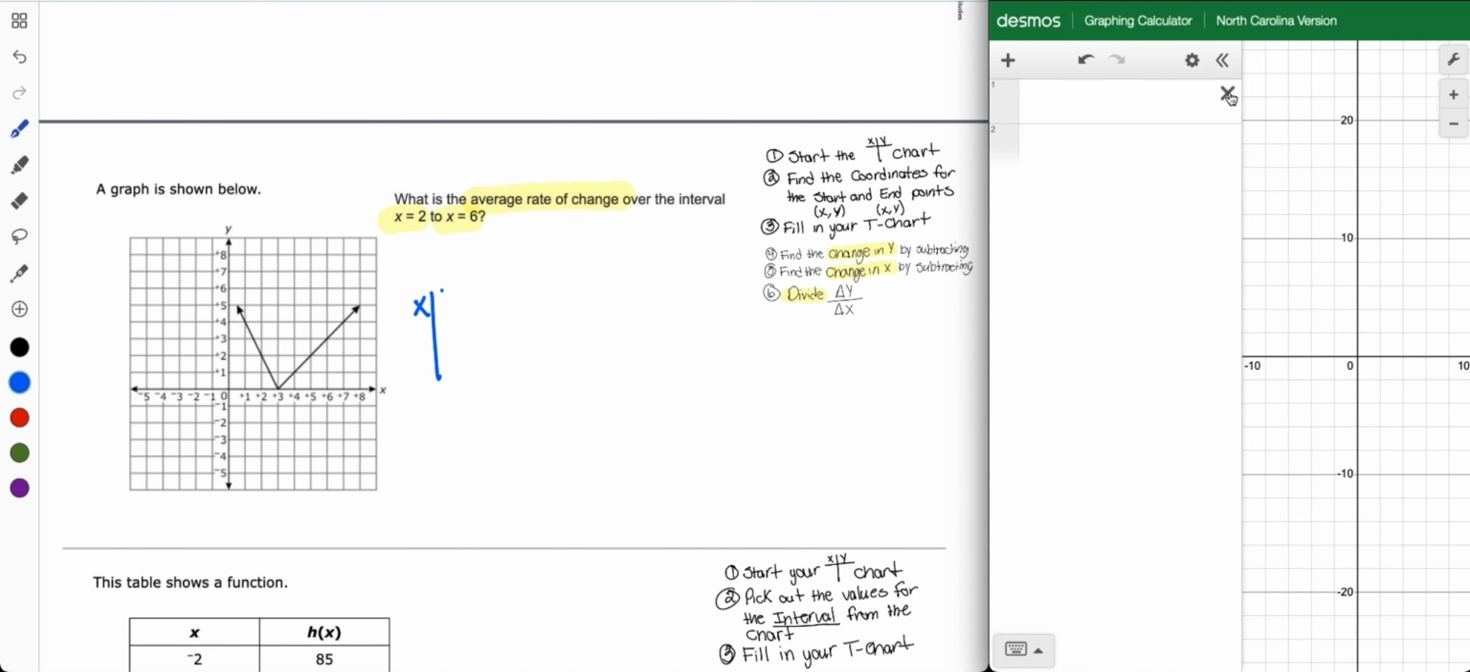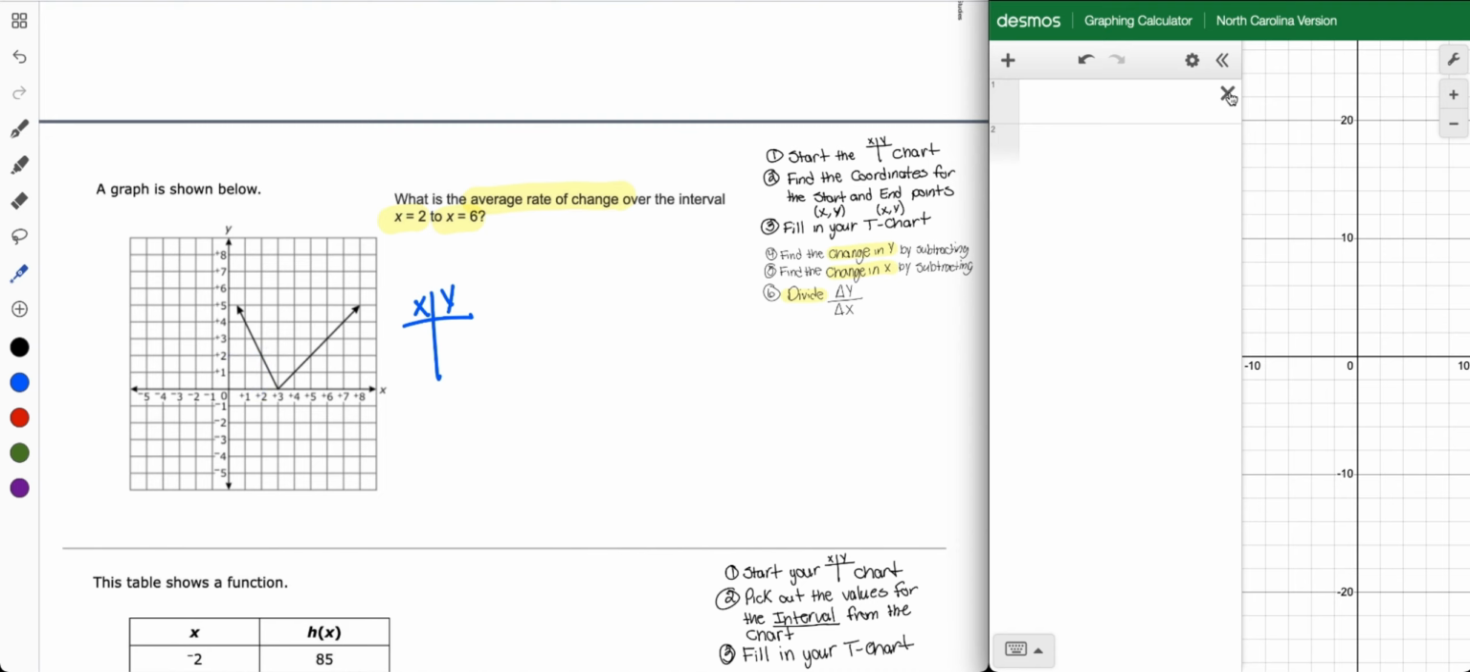First thing we're going to do is set up our t-chart. So we're going to go ahead and do our t-chart. And it says we got to find the coordinates of the start and the end point. So the start point is going to have an x value of 2. So if we go to our graph, we go to the x line at positive 2, which is here. We're going up until we get to the actual graph, which is like the V. And then we're going to go over to the Y to see where it meets.